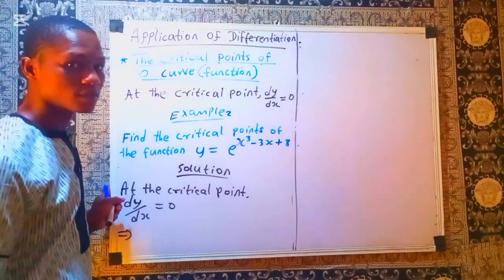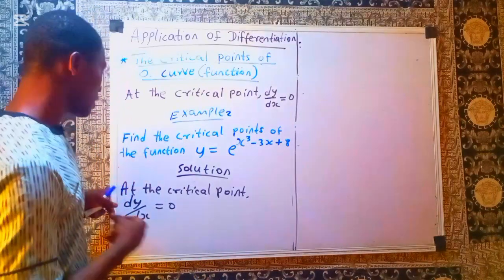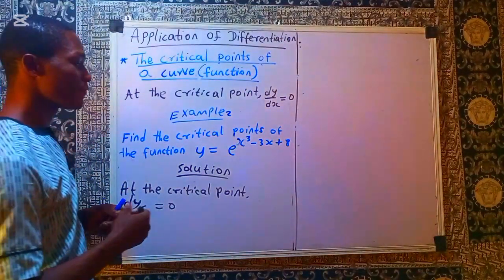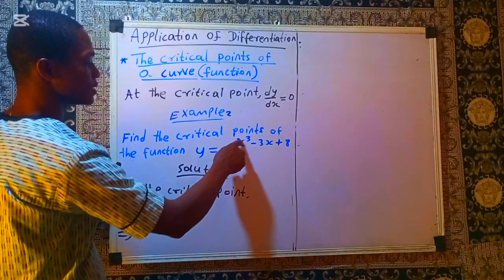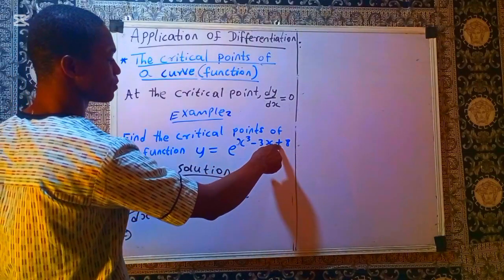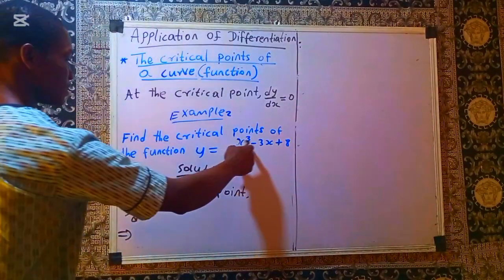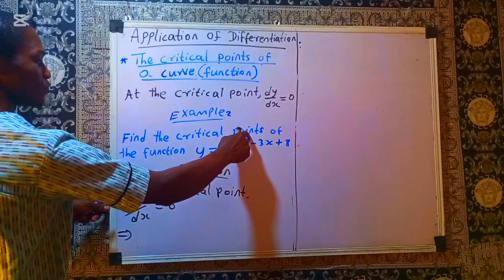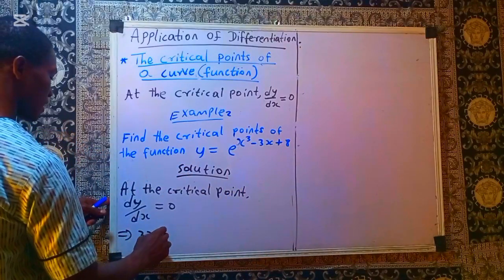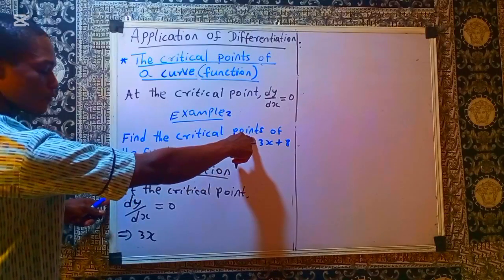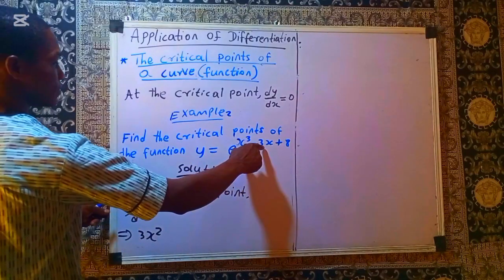I've already done a video on how to find the derivative of exponential functions. So if you want to find the derivative of an exponential function, you differentiate the exponent. What is the exponent? The exponent is x cubed minus 3x plus 8. So let's differentiate it first. You differentiate x raised to power 3, you bring down the power, so you have 3x, and minus 1 from 3 gives 2. So 3x squared.